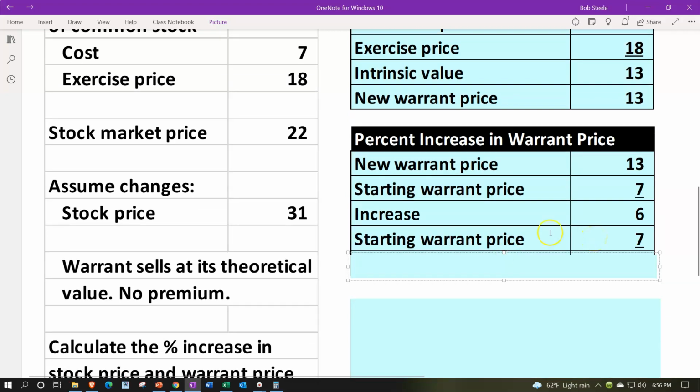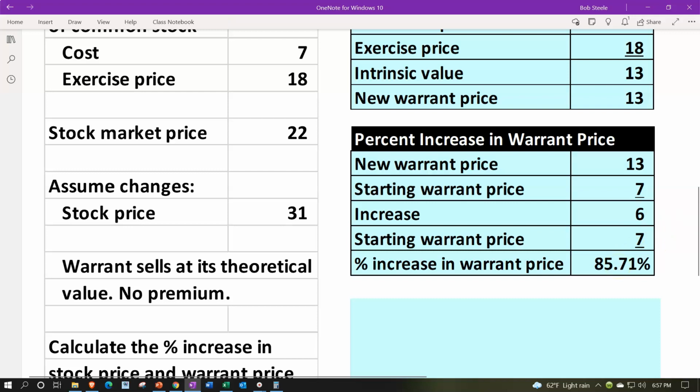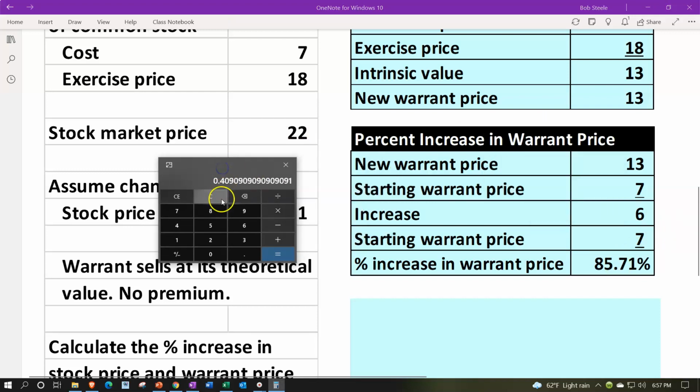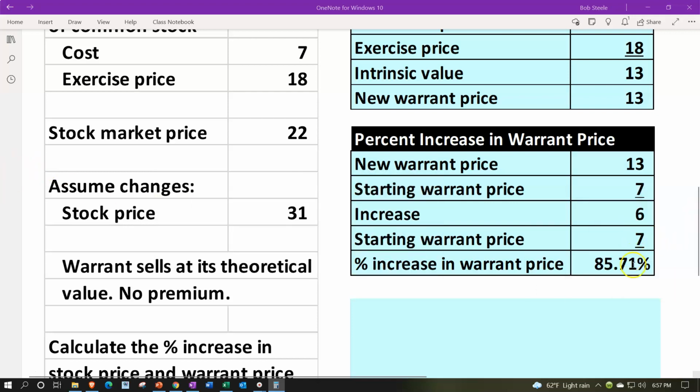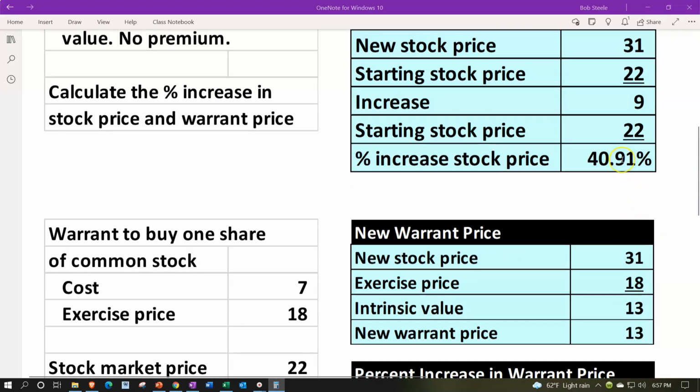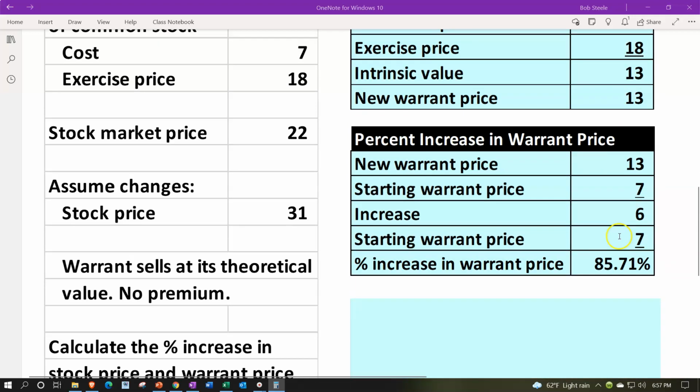So that means we have a $6, but if we compare that to the starting price, which is much less than the 22, if we only bought one warrant, we would have invested only $7 as opposed to $22 in the stock. And if we get the percentage change, we're taking the 6 divided by the 7. 6 over 7 is 0.85, or 85%. So notice that the percentage increase for the warrant is much higher than it is for the stock, even though the dollar gain is higher for the stock than for the warrant.